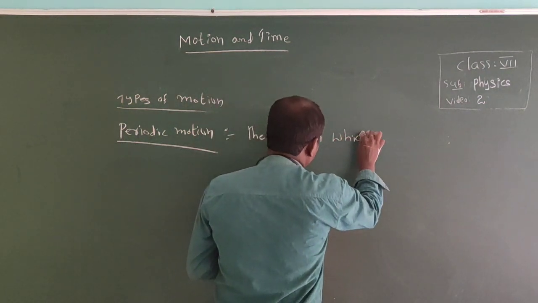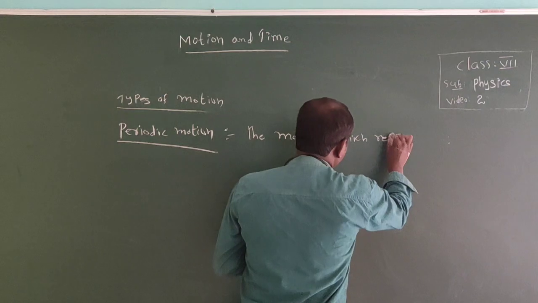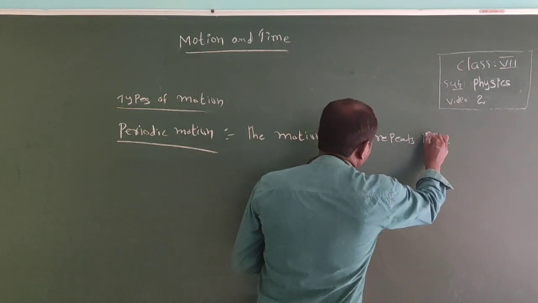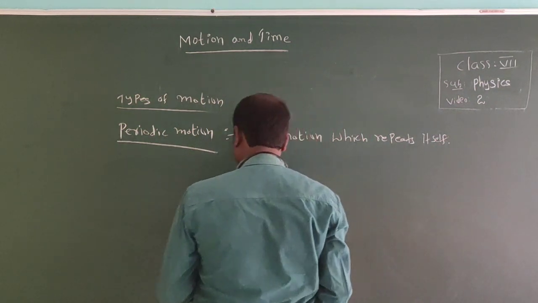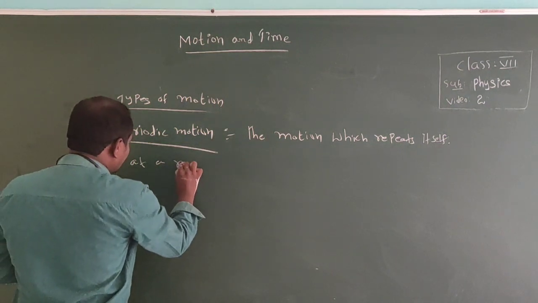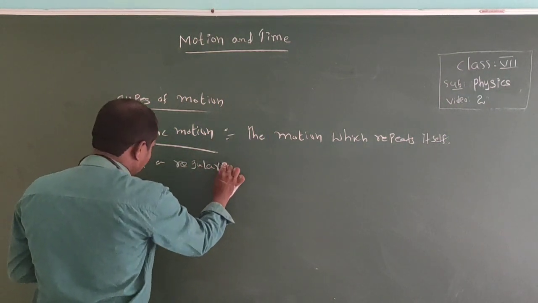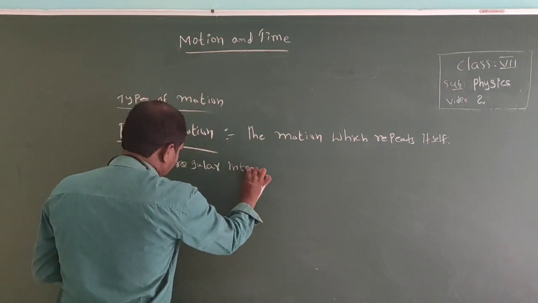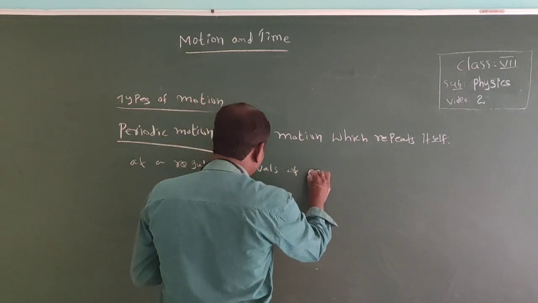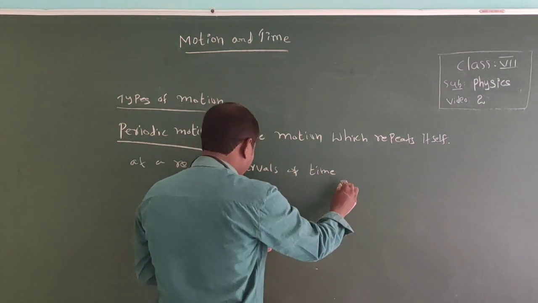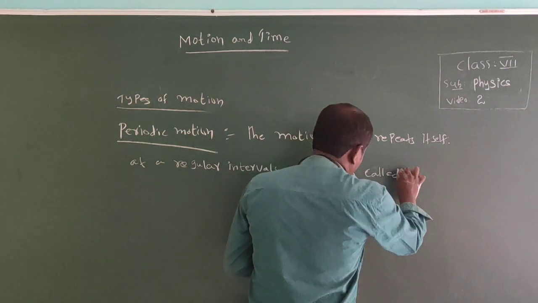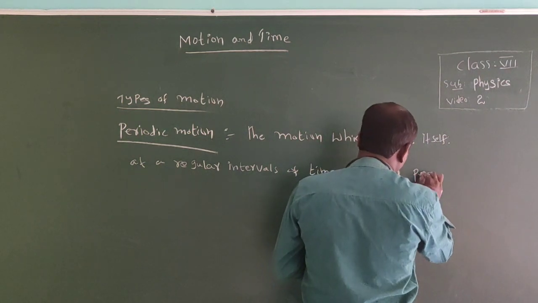The motion which repeats itself at a regular interval of time is called a periodic motion.